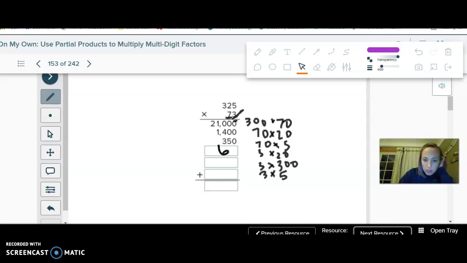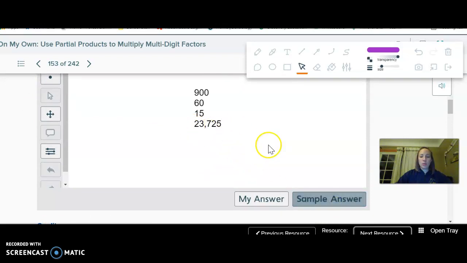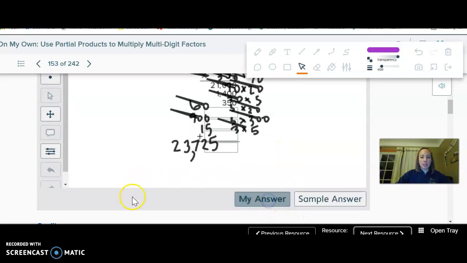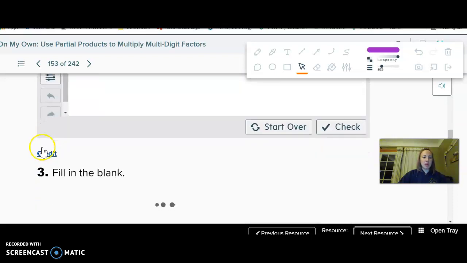So that would be 60,915. So I'll add them up. I get a 5. My line's a little crooked. 5 plus 6 plus 1 is 12. 7, 8 plus 9 is 17. Let's see if I got this right. I'm not being particularly neat. 23,725. Let's check. Okay, good. Even with my messiness, it didn't catch me too much. Oh, that's weird. All right. Anyway, we're going to skip that one.